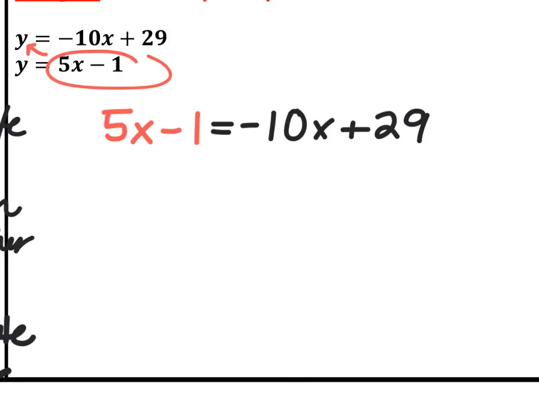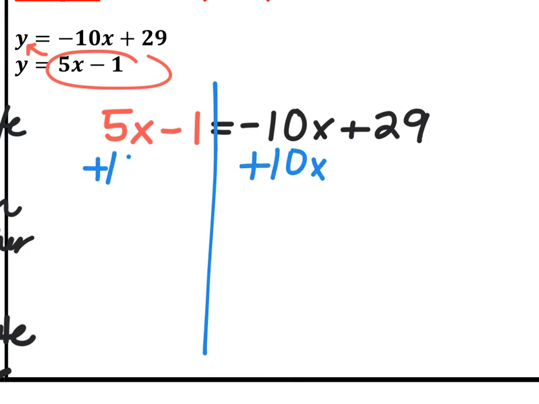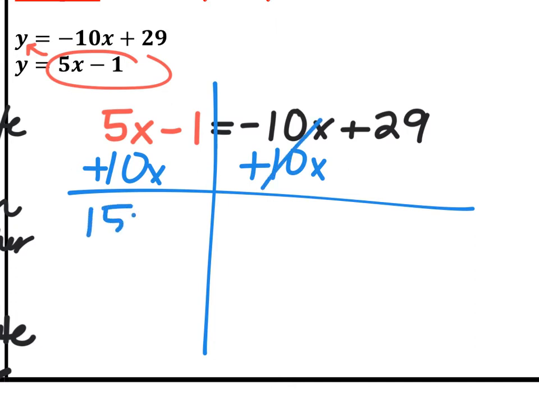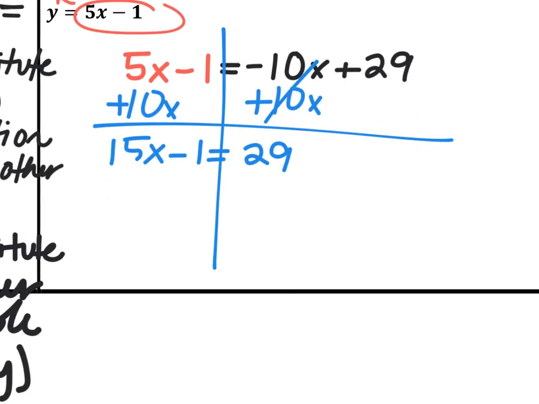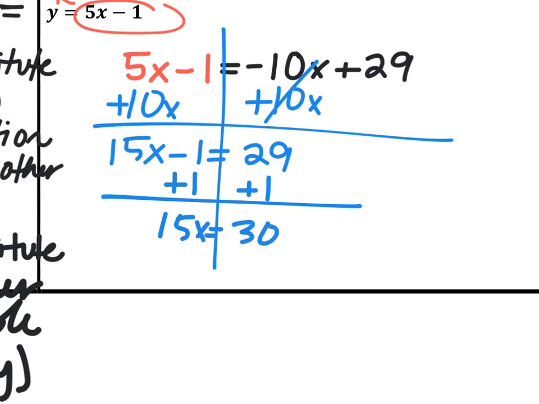Sometimes it'll be y. That's okay. Solve it. There's nothing to simplify, so we're going to isolate. I'm going to move the 10x, which means I have to add it, because when we solve equations, we do the inverse. So 15x minus 1 is equal to 29. Two-step equation. Finish it out. Divide by 15. You get x equals 2, right?